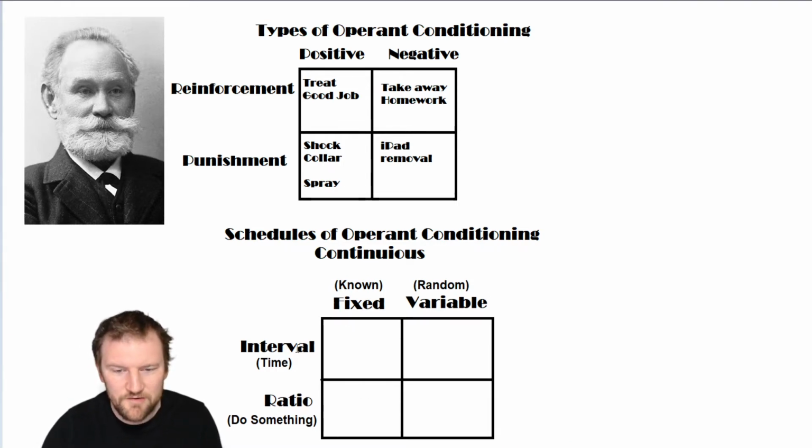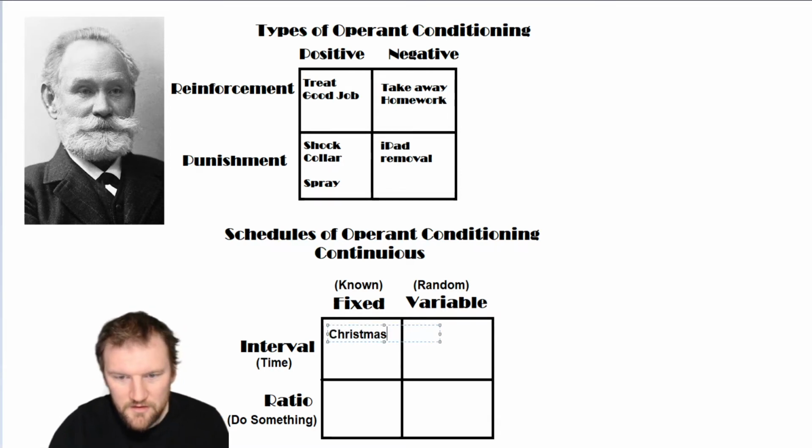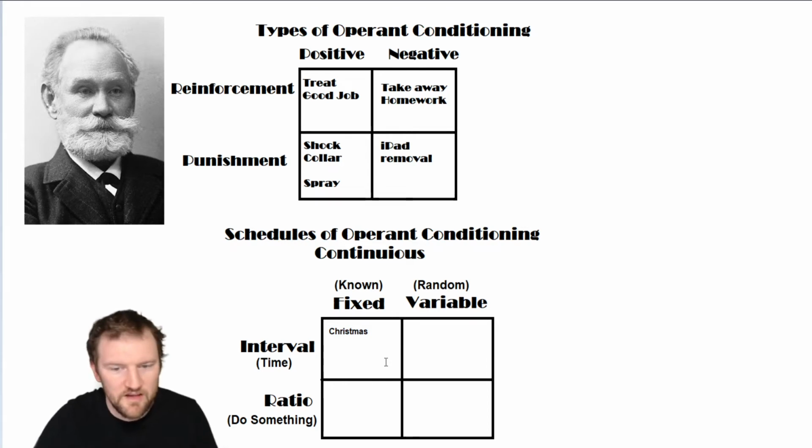Fixed interval. Can you think of literally anything in the world that happens after a predictable or known amount of time? It doesn't matter what you do, you just have to wait and you know when it's going to happen. There's a lot of stuff like that. Christmas happens every December 25th. You know when it's going to happen. You can't do anything to make it happen faster. You just got to wait. That would mean fixed, we know when it's going to happen, interval, just got to wait for it.